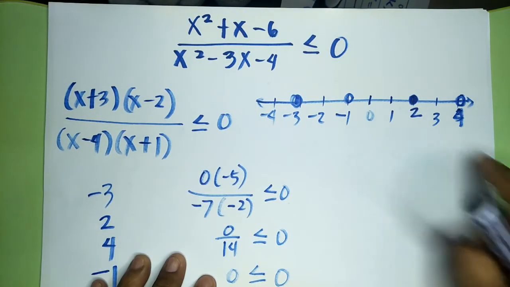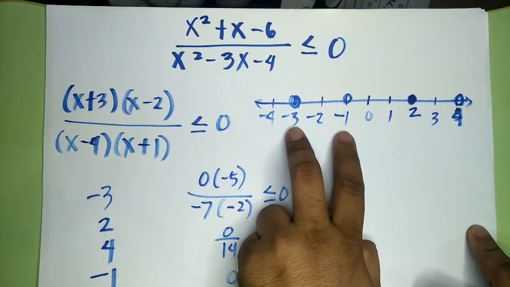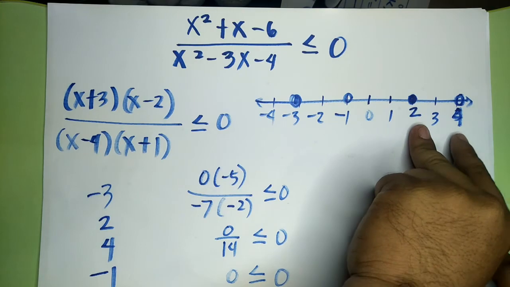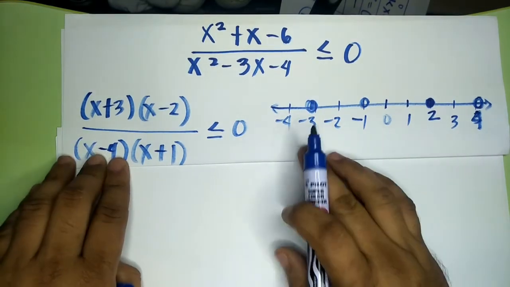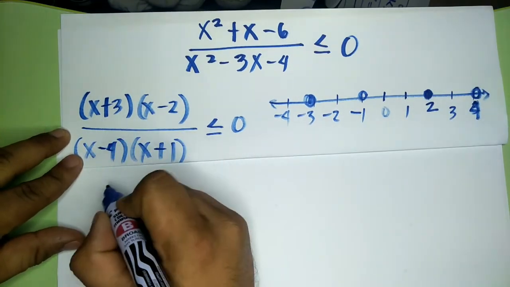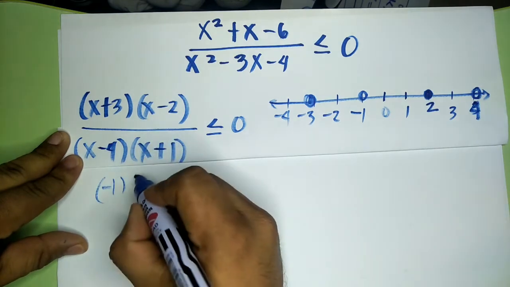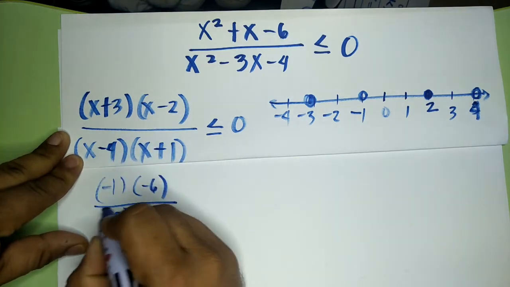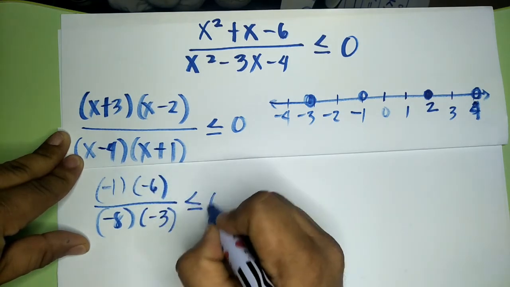Ngayon kukuha tayo ngayon ng mga test point. Yung nasa kaliwa ni negative 3, nasa pagitan ni negative 3 and negative 1, sa pagitan ni negative 1 at positive 2, nasa pagitan ni 2 at 4 at nasa kanan ni 4. Unahin natin yung nasa kaliwa ni negative 3. So that is negative 4. Negative 4 plus 3, that is negative 1 times negative 4 minus 2, that's negative 6 over negative 4 minus 4, that's negative 8. Negative 4 plus 1, that is negative 3.